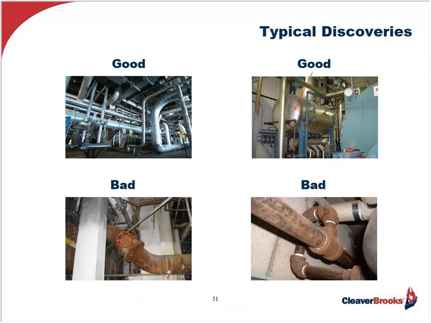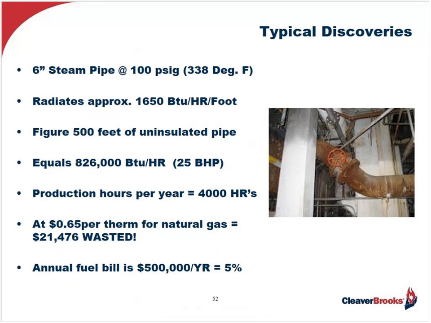Now, some typical ones would include uninsulated piping or major pieces of boiler support equipment, which, if insulated, could save energy. For instance, a 6-inch steam pipe at 100 pounds, 338, 340 degrees, radiates approximately 1,650 BTUs per hour per foot. Now, figure 500 lineal feet of uninsulated pipe, that equals 826,000 BTUs per hour. That's 25 horsepower. Production hours are 4,000 hours per year, conservatively. At 65 cents per therm for natural gas, that's $21,476 wasted. Annual fuel bill is over $500,000. That's 5%.